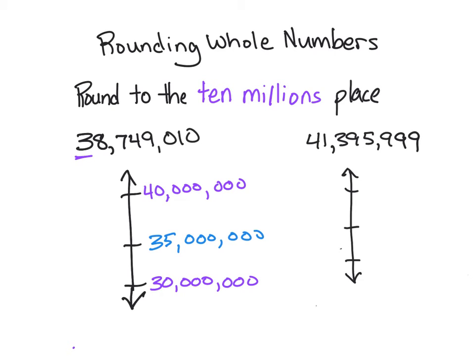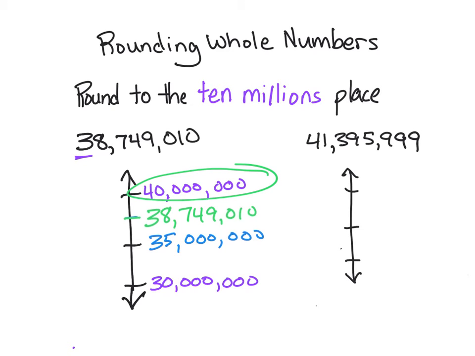So now we look at our actual number, 38,749,010. We can determine that that is larger than 35 million. So this one would round to 40 million.